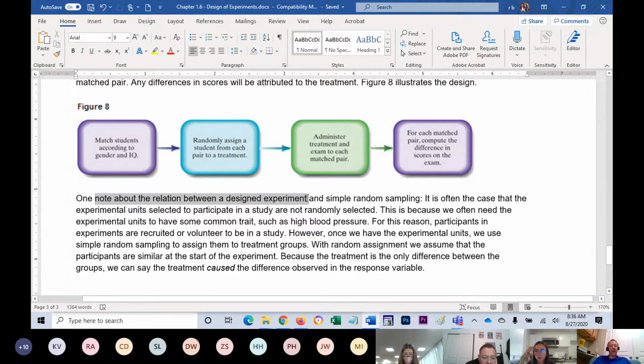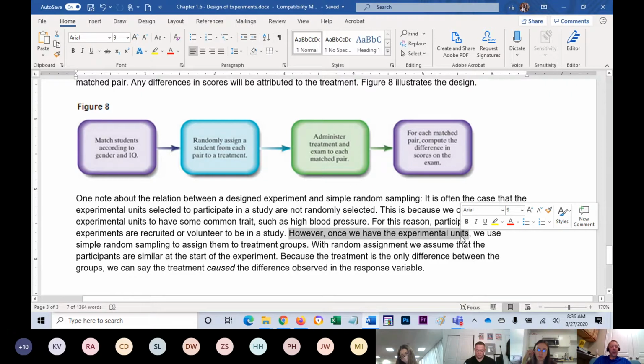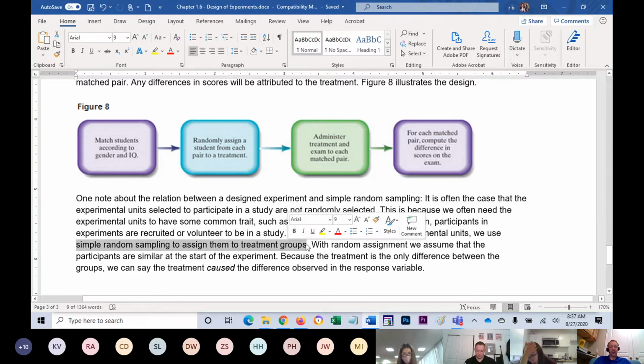One note about the relation between an experiment and simple random sampling. It is often the case that experimental units selected to participate are not randomly selected. This is because we often need experimental units to have some common trait, such as high blood pressure. For this reason, participants are recruited to volunteer to be in the study. However, once we have these experimental units, we will then use simple random sampling to assign them to treatment groups.